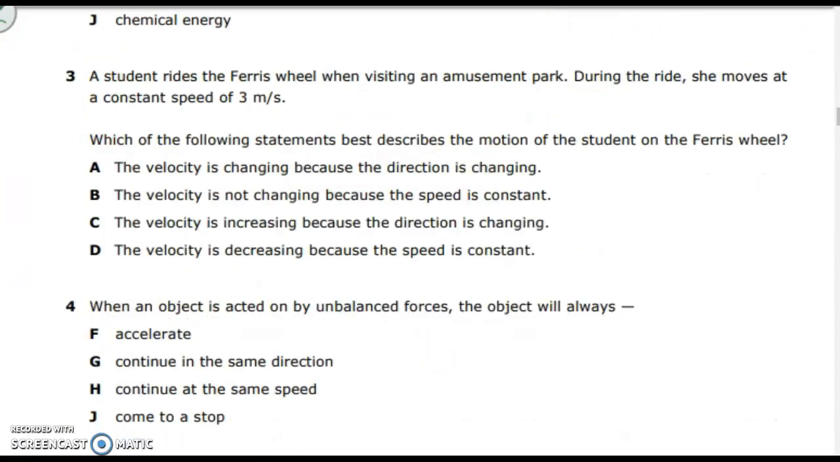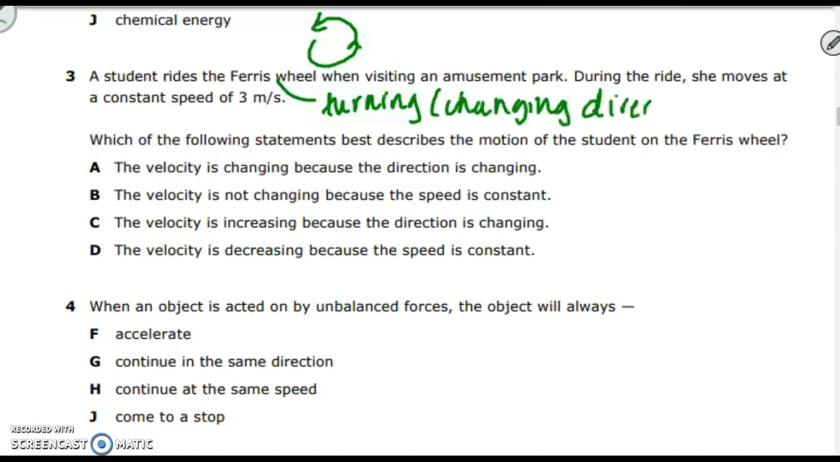Number three, a student rides the Ferris wheel when visiting the amusement park. During the ride, she moves at a constant speed of 3 meters per second. Well, we hopefully have all been to a Ferris wheel, and a Ferris wheel goes round and round. So it is turning constantly or changing direction. It does say here that it is going at a constant speed, but not a constant direction. If it's turning or changing direction, then it is changing its velocity. Which of the following best describes the motion of the student on the Ferris wheel?